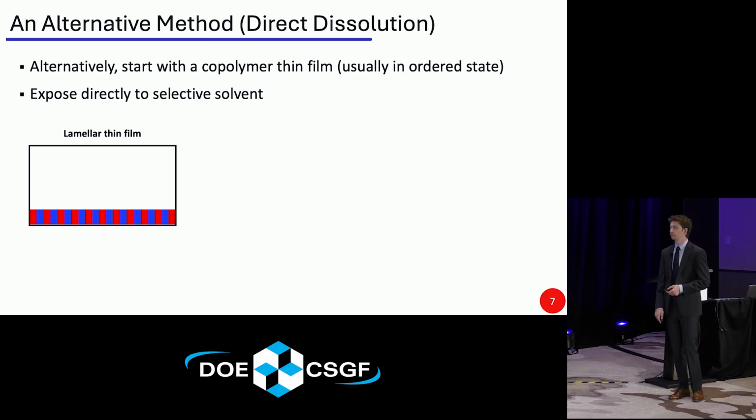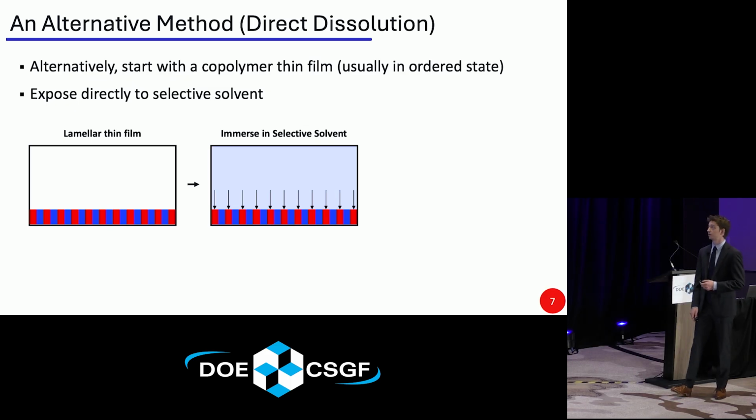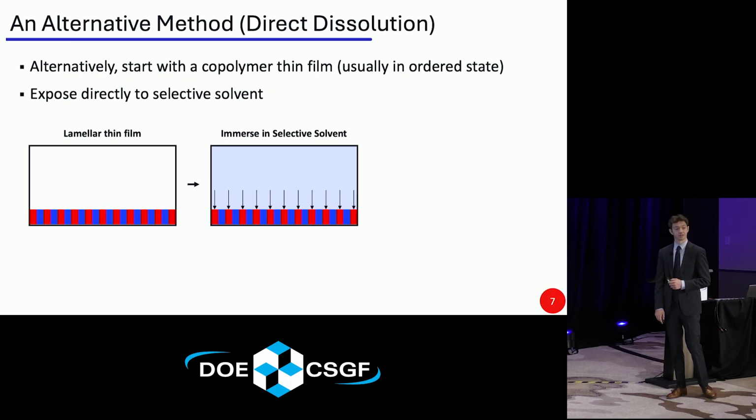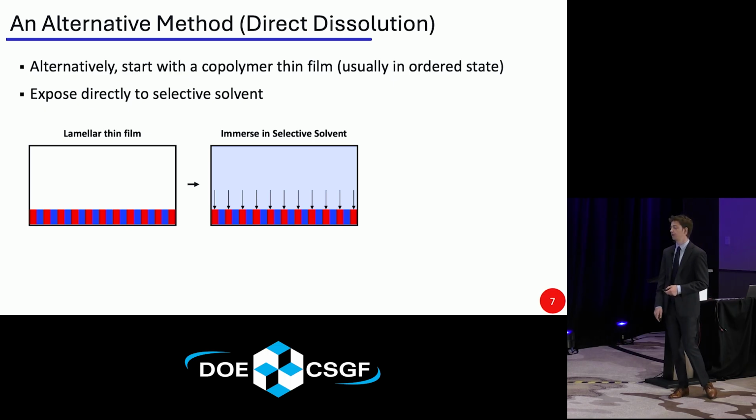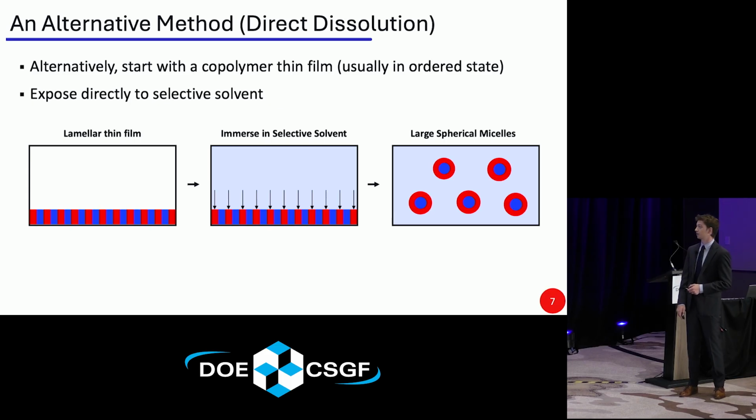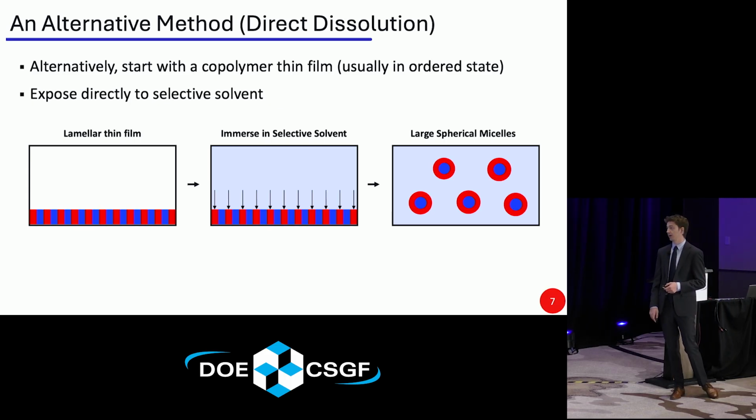So you start with the lamellar thin film, and then you directly, hence the name direct dissolution, dissolve it in the selective solvent. So at this point, when you introduce the selective solvent, it will rush into the block that it prefers, which is going to become the corona block of our eventual micelles, and cause it to swell, which causes this lamellar phase to become unstable, because now you have this geometric shift due to the swelling. And then after some time, what they find is that they get this distribution of micelles that are relatively monodispersed, and they're a lot larger than the micelles that they're able to get from the other method.